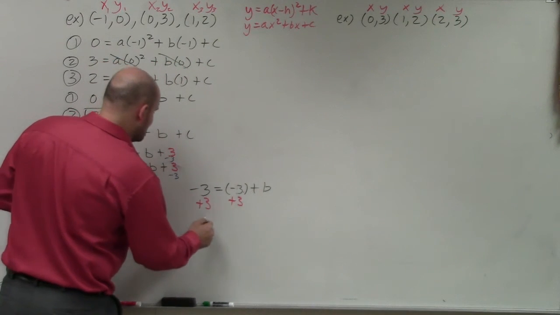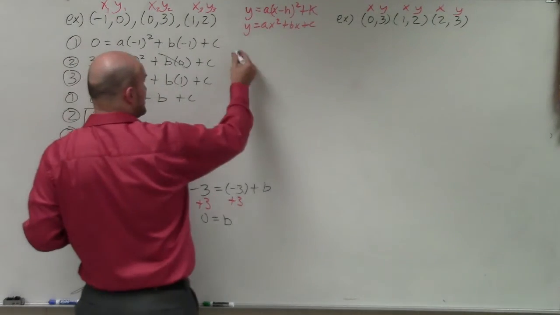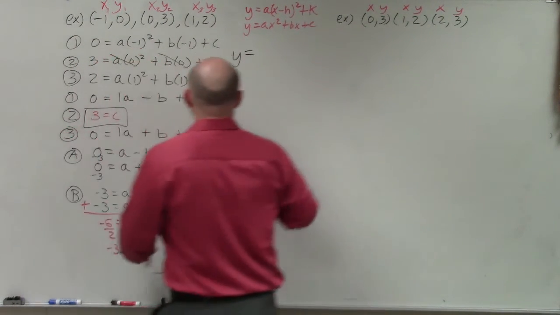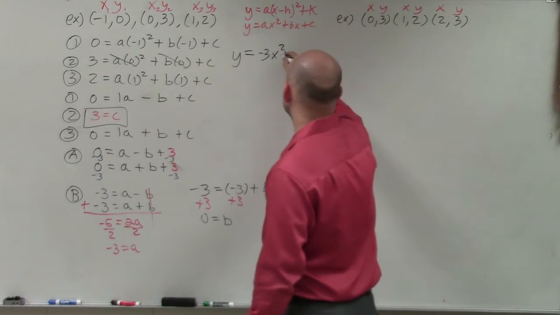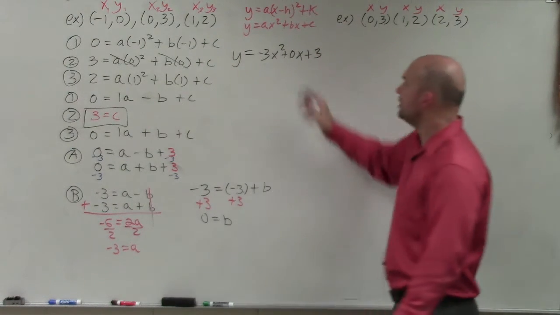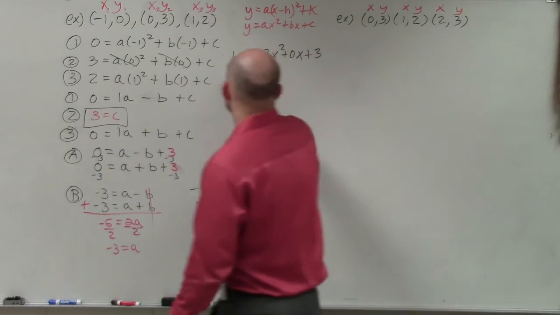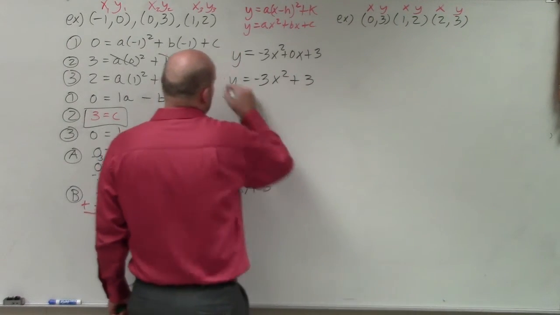And what I get is 0 is equal to b. So writing the equation now in standard form, I know a is negative 3. I know b is going to be 0. And c is going to be 3. Well, obviously, 0 times x is just going to be 0. So my final equation is going to be negative 3x squared plus 3.